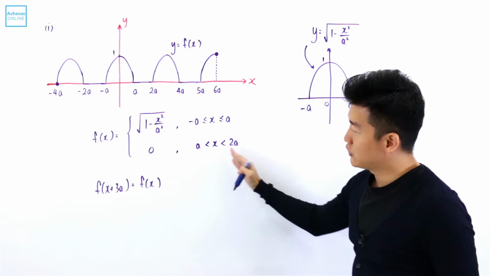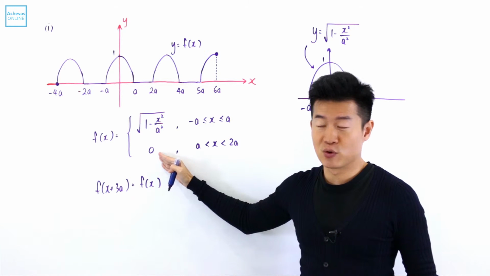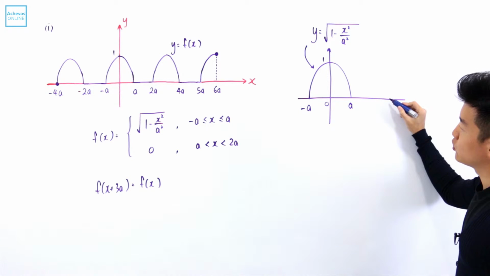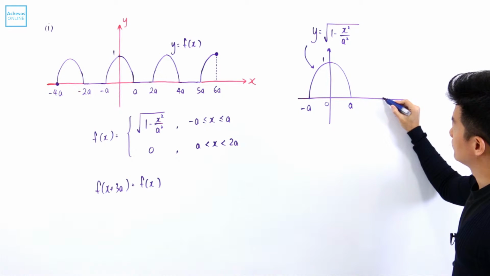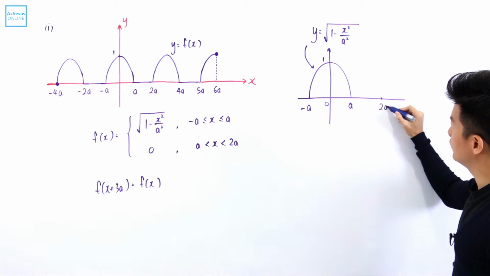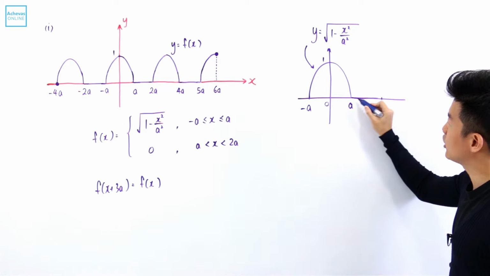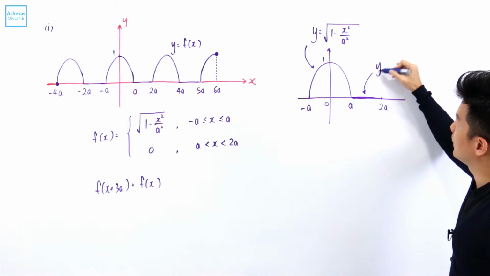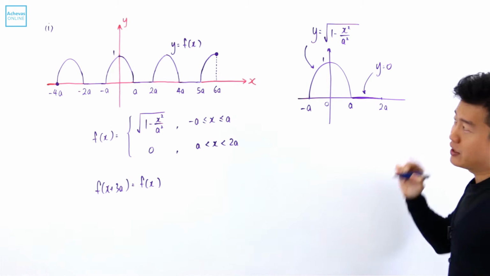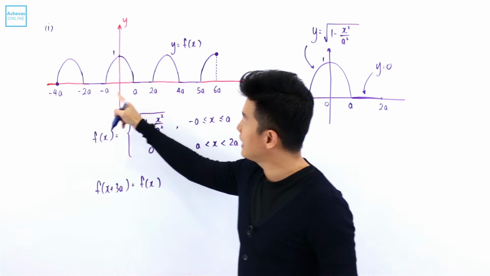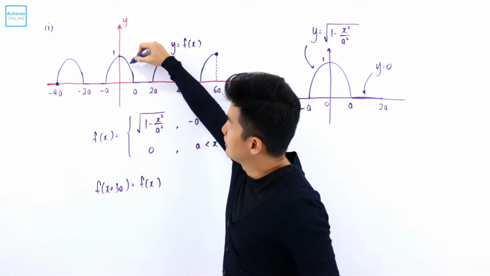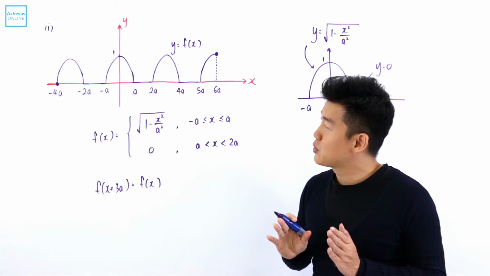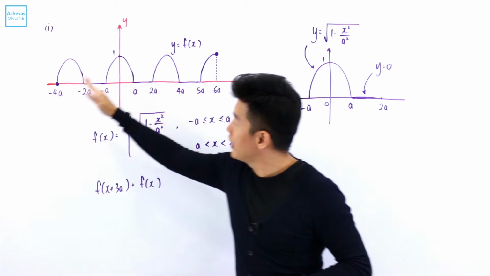As for the other interval, f(x) is equal to 0, which means that from a to 2a, let's say 2a is here, it is actually going to be this horizontal line, and this horizontal line is y equals 0. That is why for my curve from minus a to 2a, the shape is this and this horizontal line.